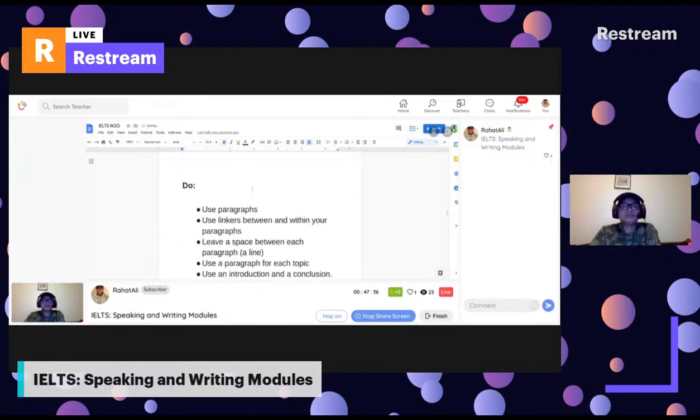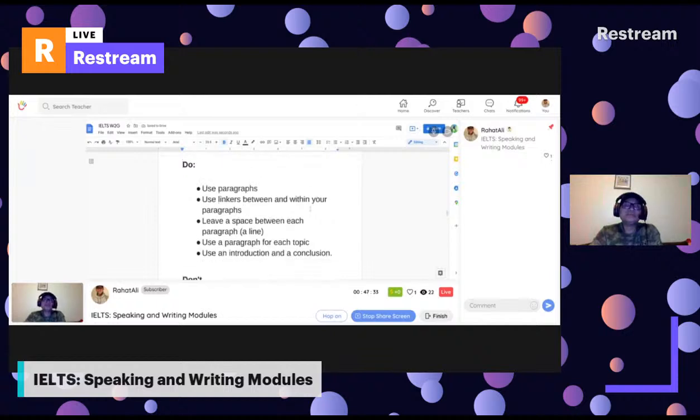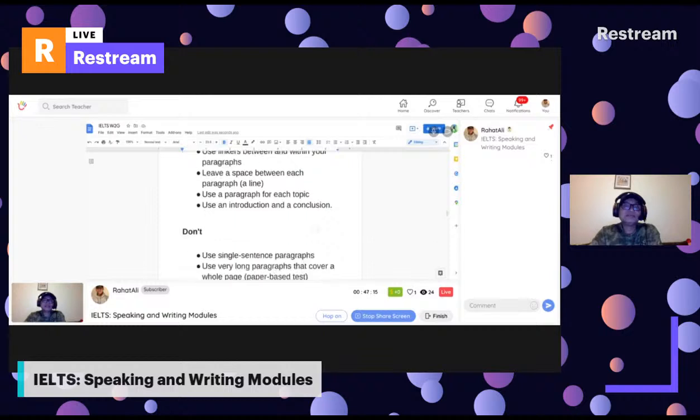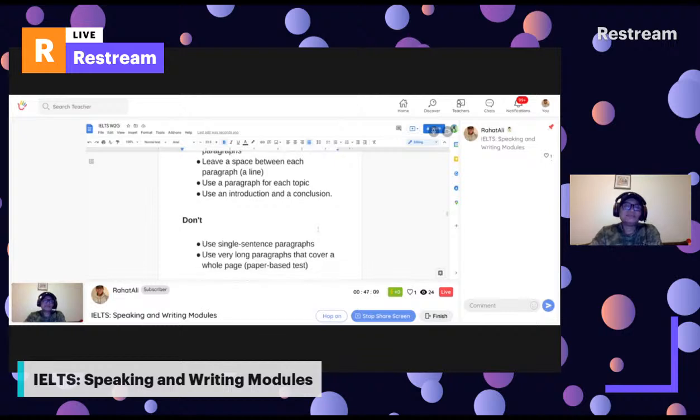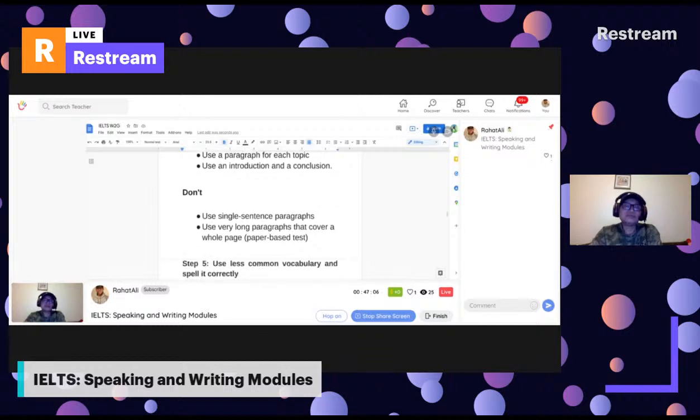So what you have to do while you're writing, use paragraphs. Use linkers between and within your paragraphs. Leave space between each paragraph, a line. So give it a little bit of space. Then use a paragraph for each topic. Use an introduction and conclusion. Don't use single sentence paragraphs, and don't use very long paragraphs that cover the whole page.